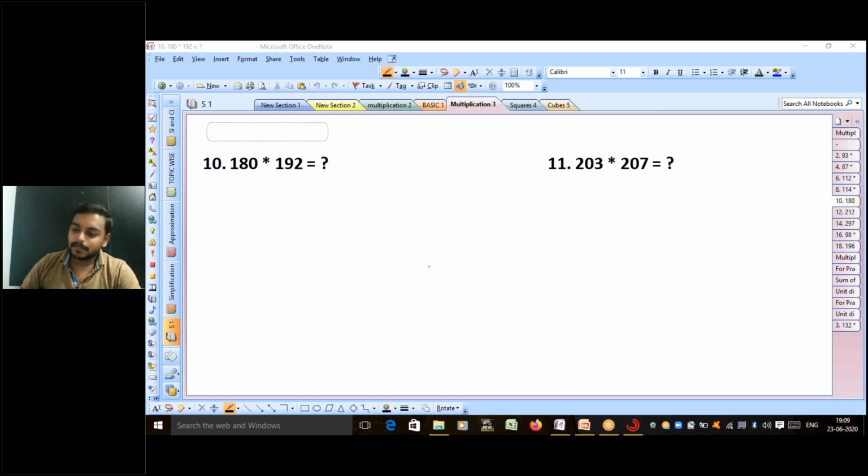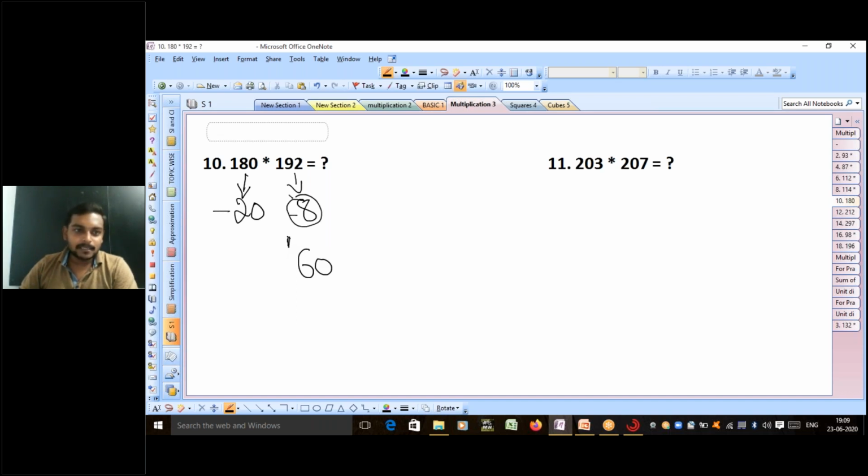You have a number, multiply. Which is nearer to 200. From 200 it is 20 less. From 200 it is 8 less. You have to multiply these numbers. So 20 into 8 is how much? 160. But we are supposed to write only 2 digits. So 60, and 1 will be the carry. Remember that 1 will be the carry.